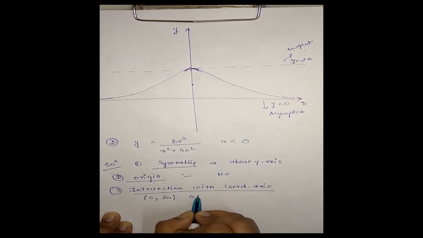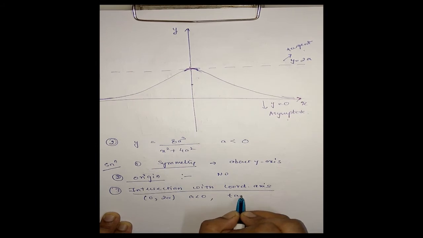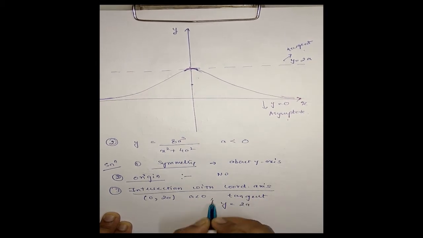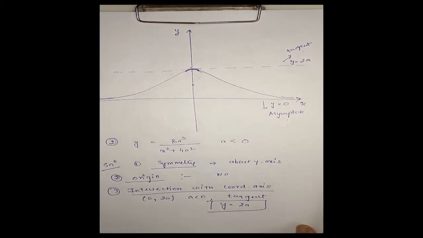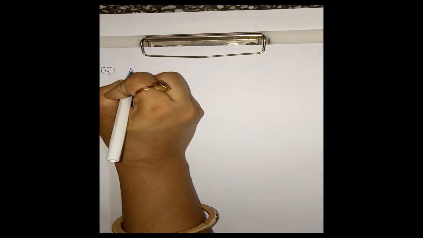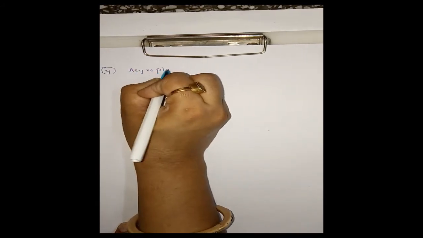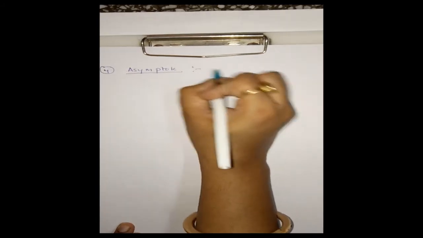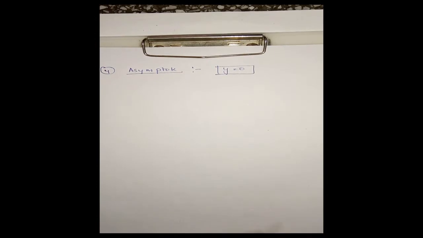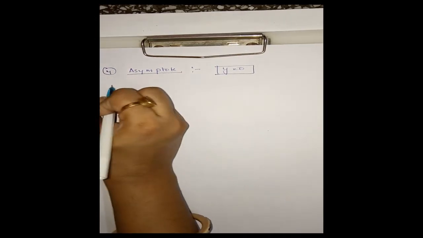And here a is less than 0, and the tangent is y is equal to 2a. These all are same. Now next is the asymptote. Fourth is the asymptote, that is also same. y is equal to 0 is the asymptote. This is also same.